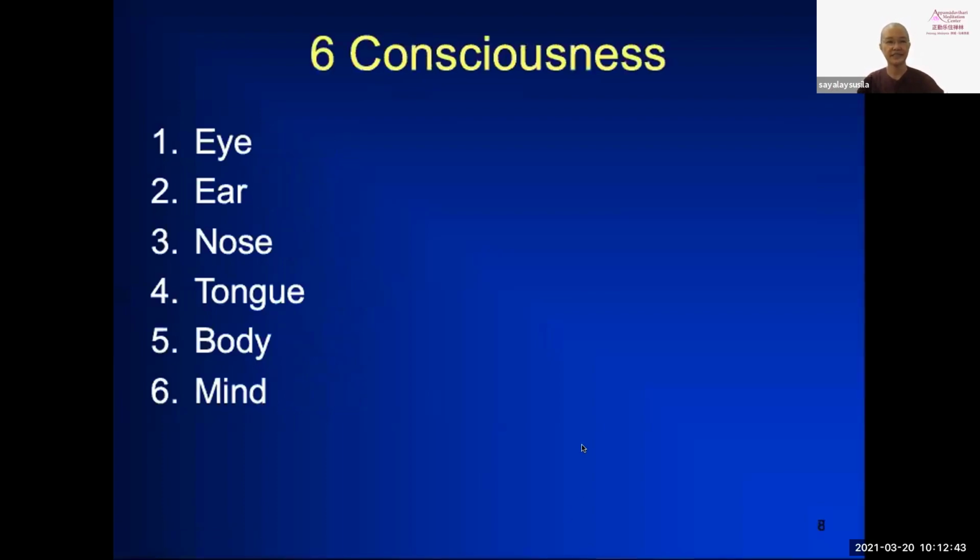Another 6 things we need to know are the 6 types of consciousness: eye consciousness, ear consciousness, nose consciousness, tongue consciousness, body consciousness, and mind consciousness. So we have already learned 6 objects, 6 bases, and 6 consciousness. What are the relations among these 3? Let me explain to you.